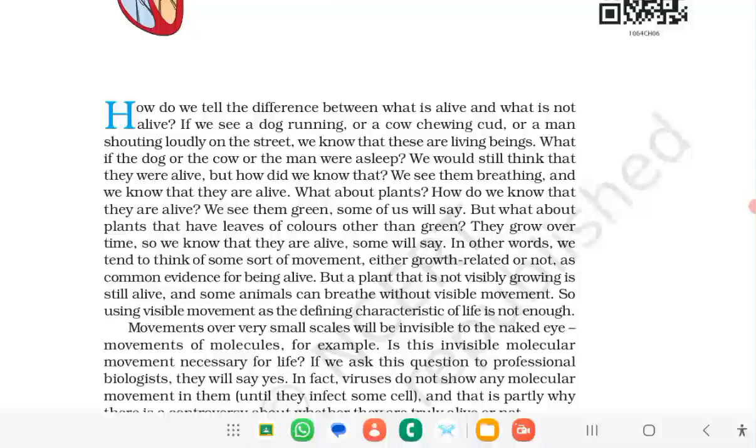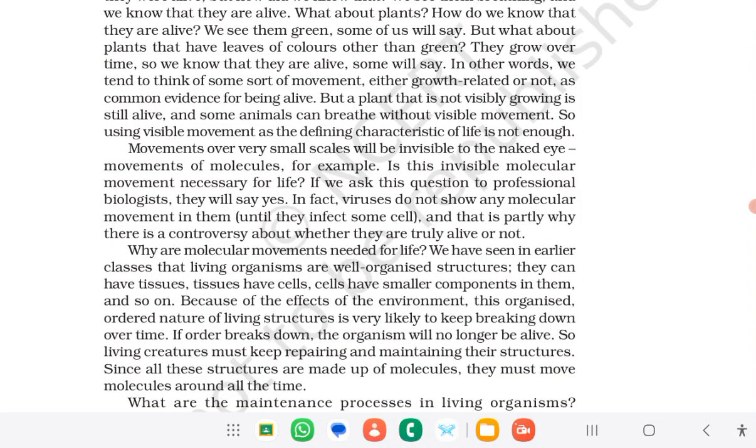But a plant that is not visibly growing is still alive, and some animals can breathe without visible movement. So, using visible movement as the defining characteristic of life is not enough. Movements over very small scales will be invisible to the naked eye. Movements of molecules, for example. Is this invisible molecular movement necessary for life?